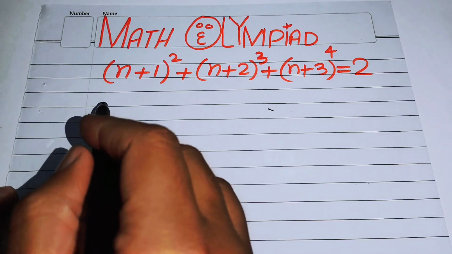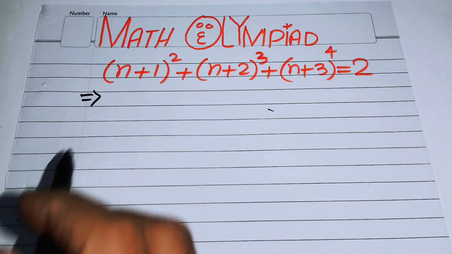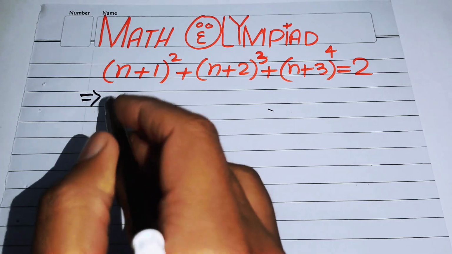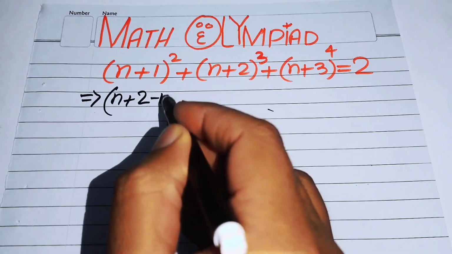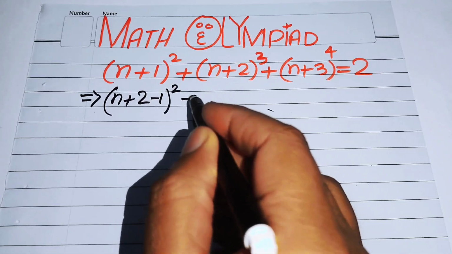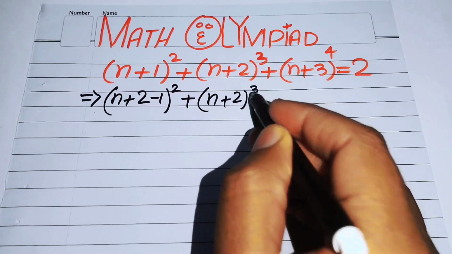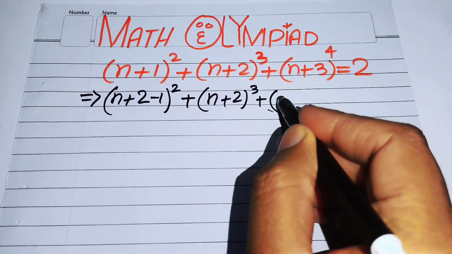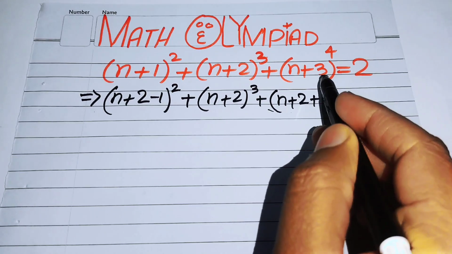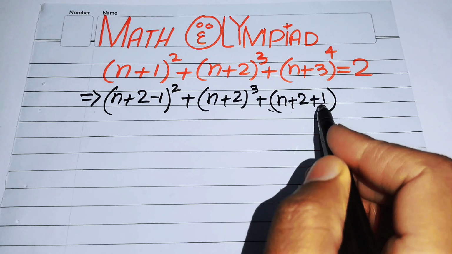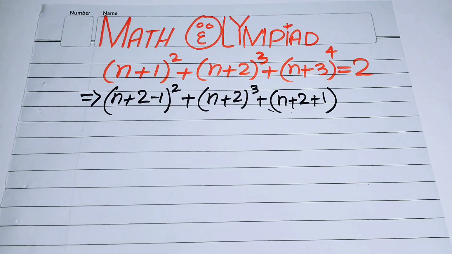Now the very first step is that we first rewrite this equation. Here you have (n+1)^2, and we will write it as (n+2-1)^2. We keep this term as it is, (n+2)^3, and we write this factor as (n+2+1)^4, because you see here we have 3 and we write it as 2 plus 1, and we have 1 and we write it as 2 minus 1.